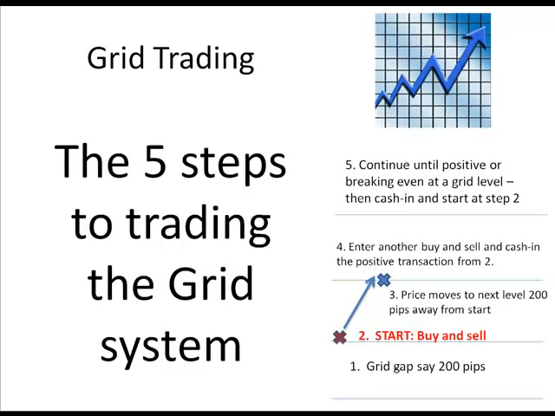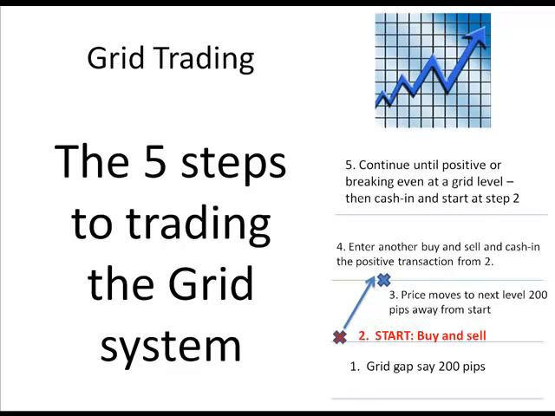You then start your grid trading system by buying and selling the same currency at the same time. We don't know what direction the market's going to be moving, so we buy and sell at the same time. The third step is the price then moves by your grid size. It moves to the next level. So that's your start level, and level 1 is there. There's nothing to do, as the price will get there by itself.